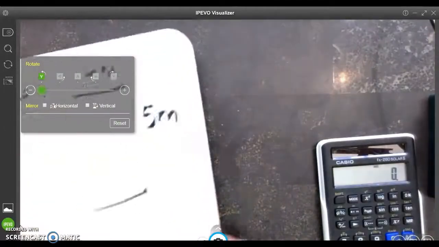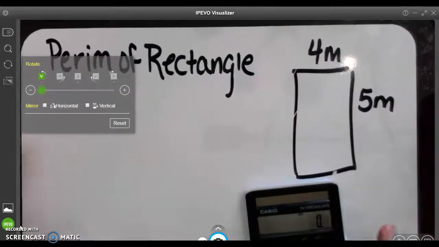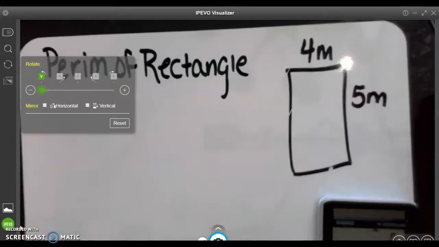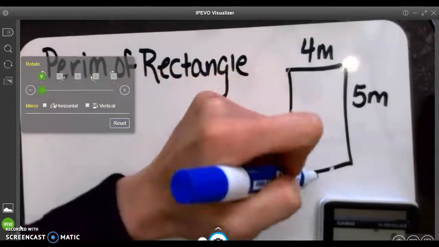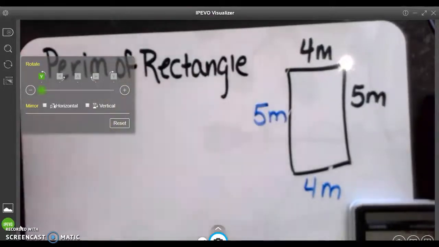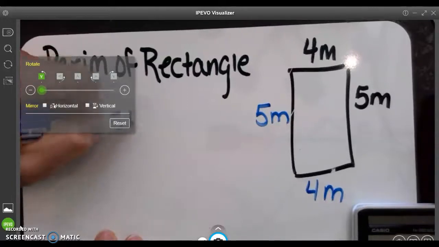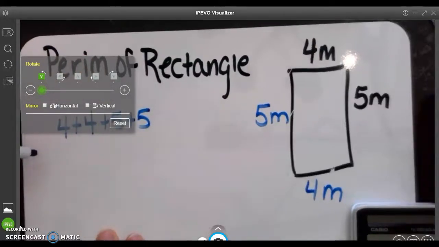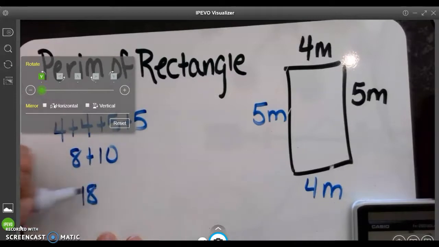The next one. So really the only difference here is looking at our different figures. Because again, all we're doing for every figure is adding all the sides. If we have a rectangle, we need to remember that the top is the same as the bottom, so 4 meters here, and the left is the same as the right, so 5 meters here. So I have top plus bottom, 4 plus 4, plus left plus right. If you don't have a calculator, you don't want to type it all in, we can break this down. 4 plus 4 is 8, 5 plus 5 is 10, which gives me a perimeter of 18 meters.